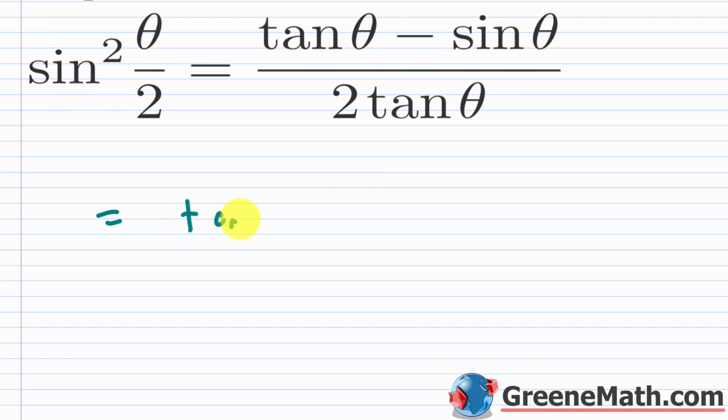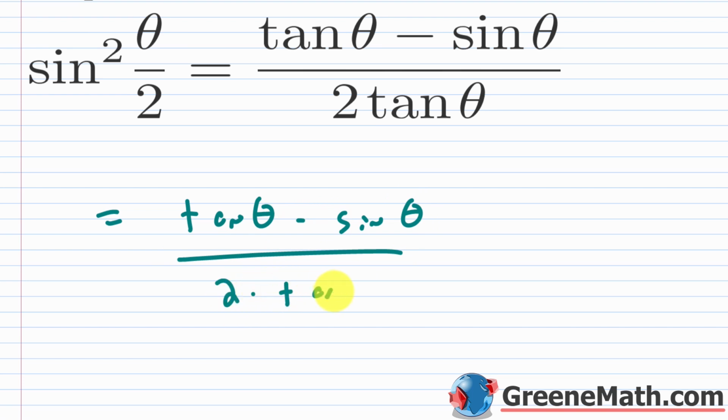So let's write this out. The tangent of theta minus the sine of theta over 2 times the tangent of theta. So times the cotangent of theta over the cotangent of theta. Now, you can do this a different way. The reason I'm doing this is because the cotangent of theta times the tangent of theta is going to give me 1. So I'll be able to get a 1 here and a 1 down here. And then sine of theta times cotangent of theta is cosine of theta.